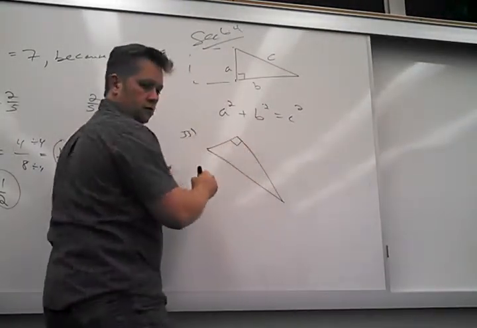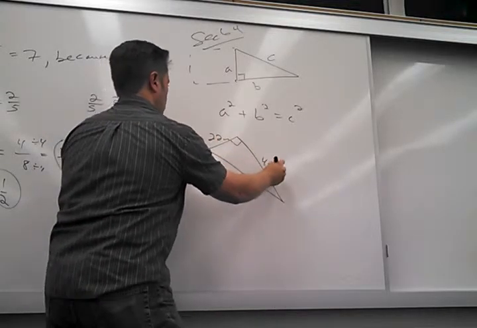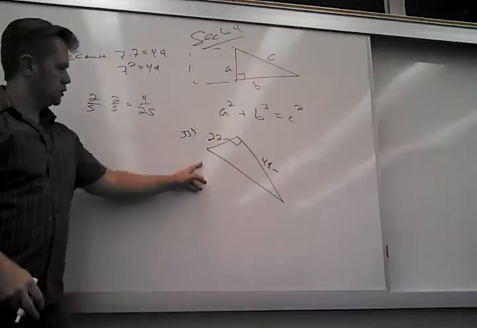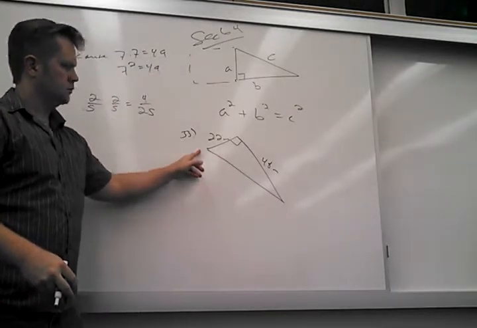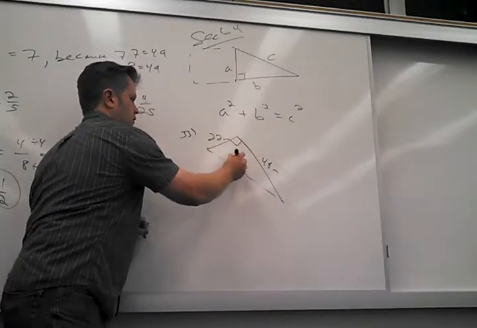Here's my right angle. I say this is 22, 48. So which letter is this? C. Because it's across from the biggest angle.